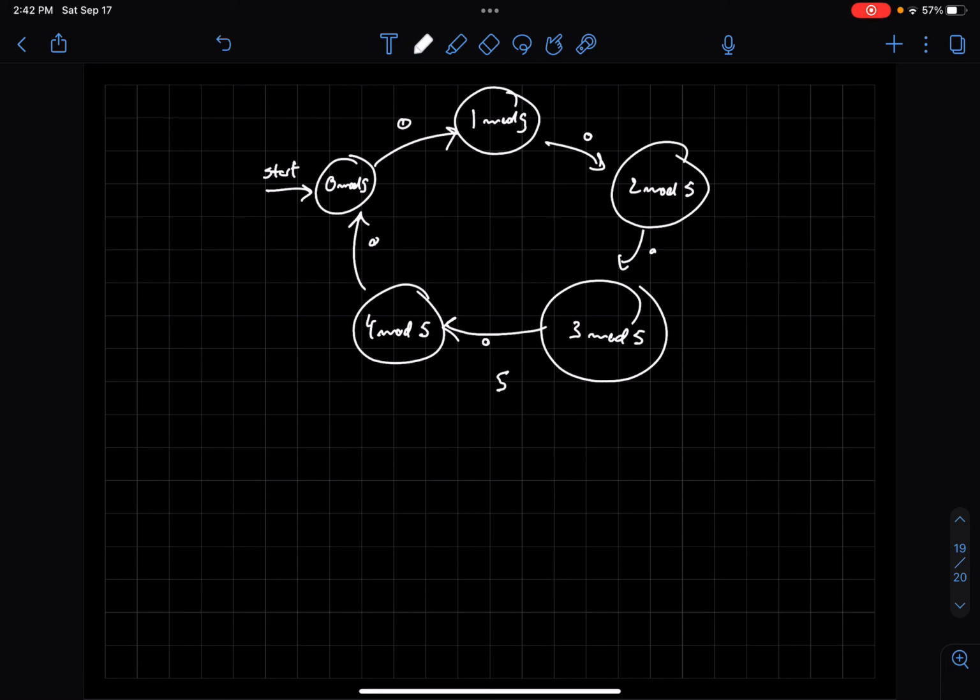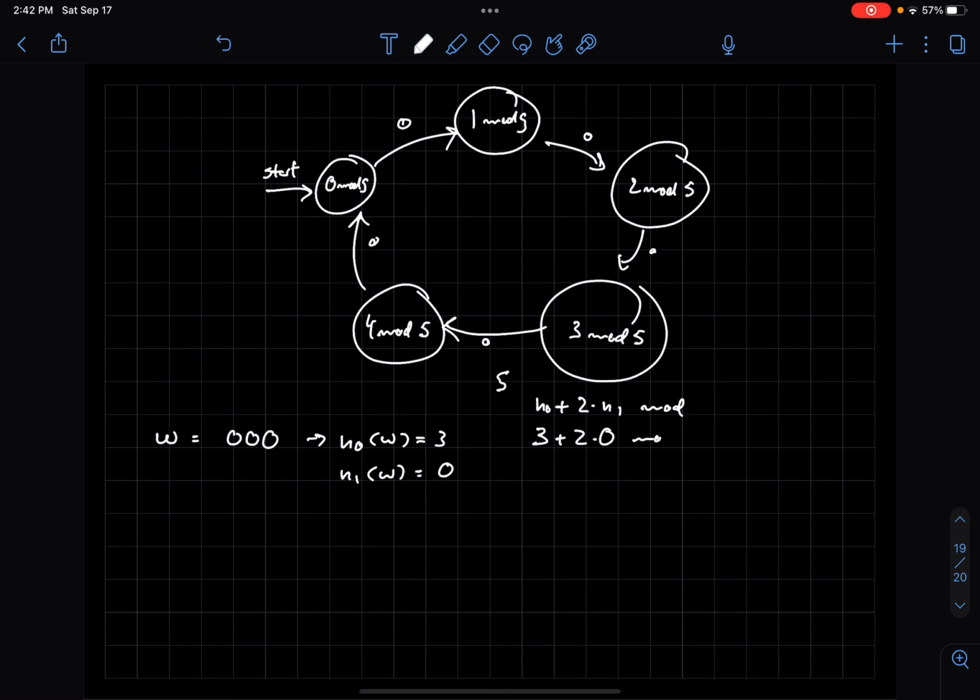Okay, so what if I have W is 0, 0, 0, right? Well, the number of zeros in W is 3. The number of ones in W is 0. So I have 3 plus 2 times 0, from n0 plus 2 times n1, and then mod 5. That's 3 mod 5, and so I should end up in the state 3 mod 5. So I should go 1, 0, another 0, and another 0. And yes, indeed, I'm in 3 mod 5.